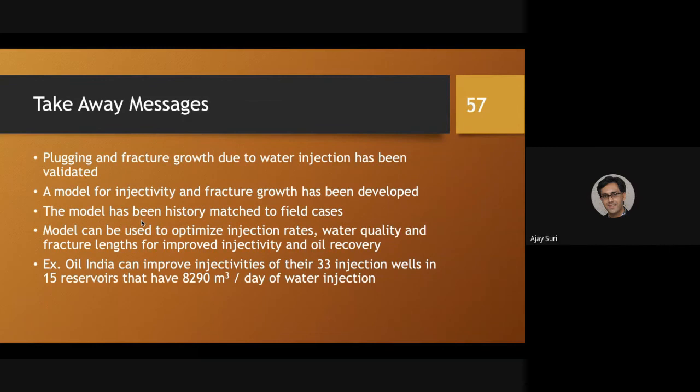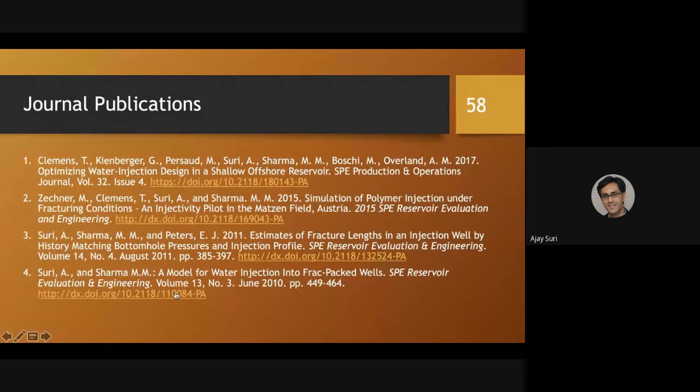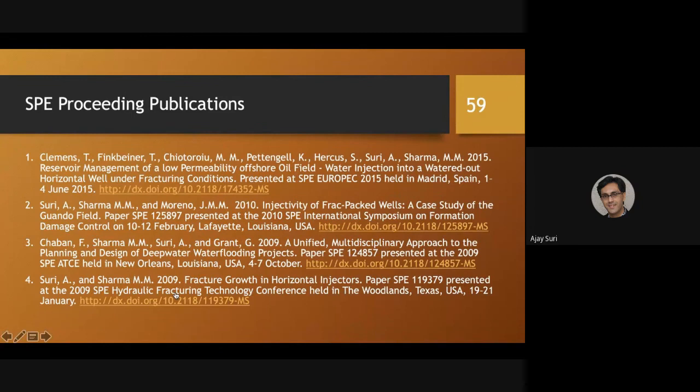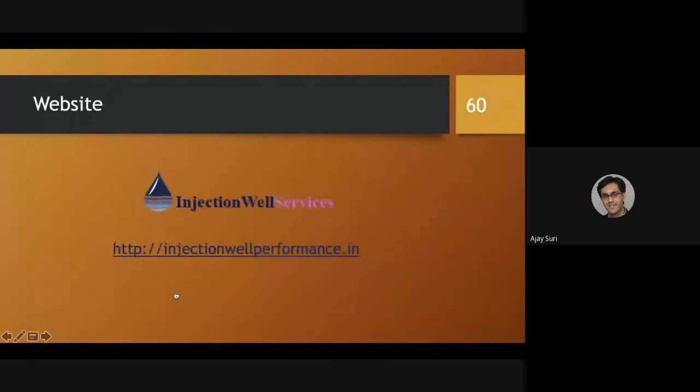For example, I haven't gotten a chance to work with ONGC or Oil India yet to see if we can optimize their injectivities. But Oil India has a lot of wells and reservoirs, and they do inject a lot of water, so there may be scope for improvement. These are some publications where the model details can be found. These are some of the proceedings publications where the case study data can be found. And there's a website if you want some information or contact.